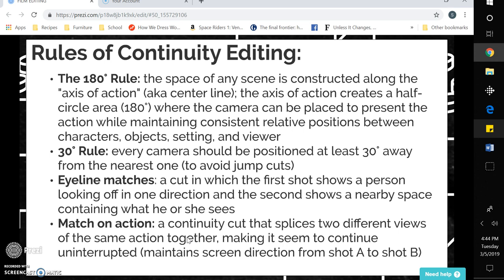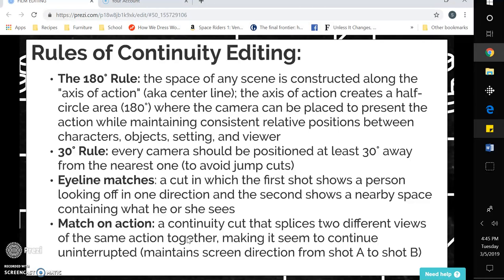So match on action, we've already seen a lot of examples of this in the documentary and in the clips. This is when shot A is a character opening a door, and shot B is them coming through the other side of the door, and it seems as if it's one continuous motion. Or a character turning around: shot A shows them starting to turn, we cut, and shot B shows a close-up of them having fully turned. It's so smoothly done that it appears as if it's one continuous and uninterrupted motion. This is called matching on action, and it's a very common technique used in continuity editing.